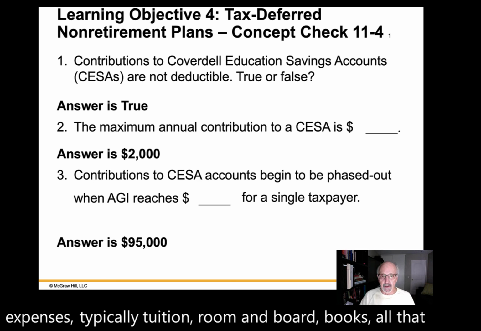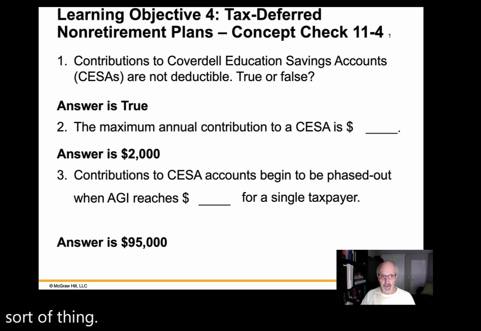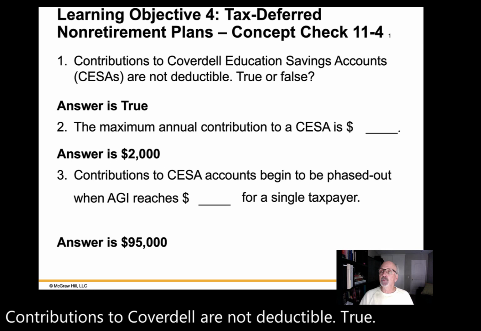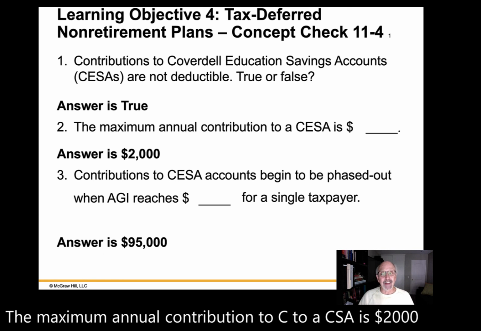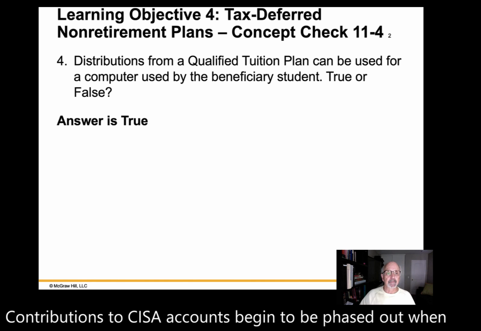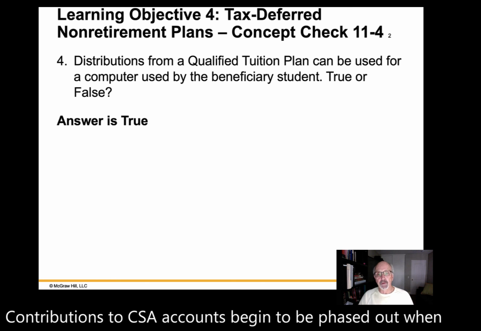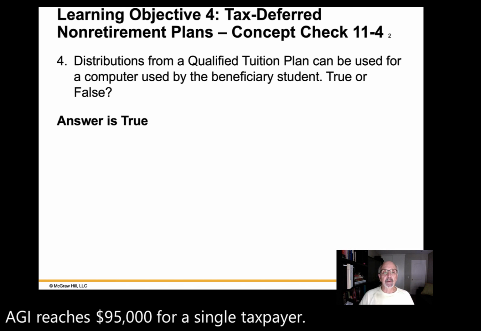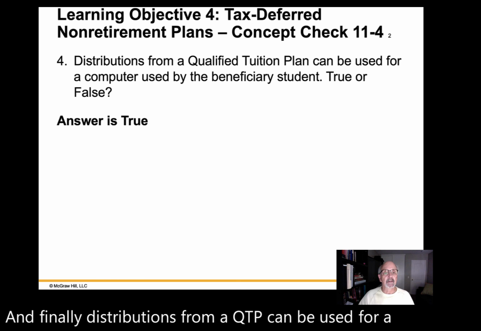Contributions to Coverdell are not deductible. True. The maximum annual contribution to a CESA is $2,000. Contributions to CESA accounts begin to be phased out when AGI reaches $95,000 for a single taxpayer. And finally, distributions from a QTP can be used for a computer used by the beneficiary student. Absolutely. That's what it's for.